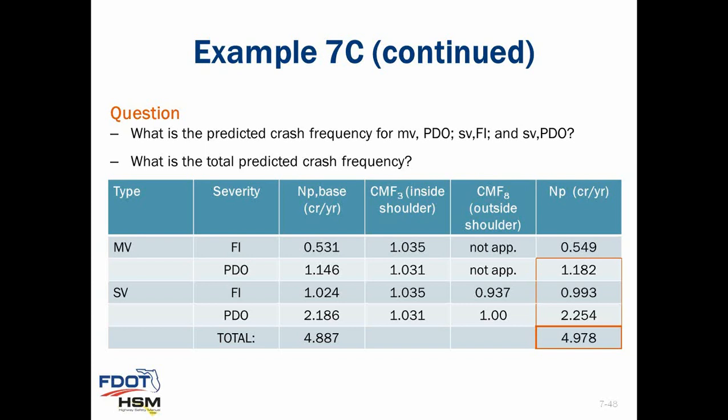To answer the second question, that is, what is the total predicted crash frequency, we just add up these four values and compute a value of 4.978 crashes per year. Of course, we could round that to a nice round number of 5.0 crashes per year.